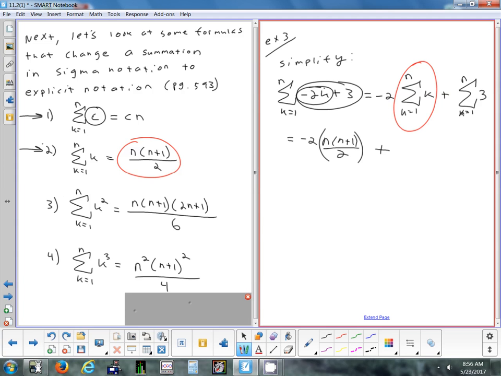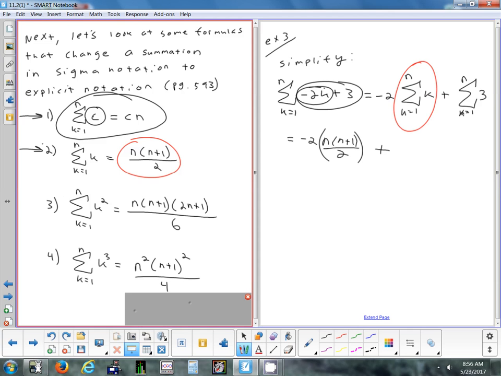n. You're adding up the number 3, n times. That's that rule right there. Just replace c with 3. So 3n. So this part's done. The first part, we've got to combine like terms and distribute. But basically, as far as substituting in for sigma, we're done. Now just simplify it.